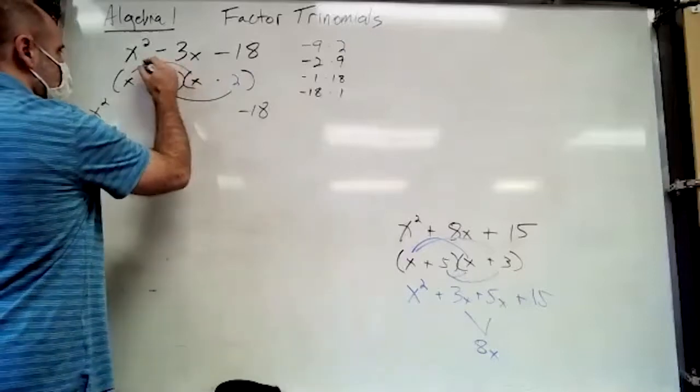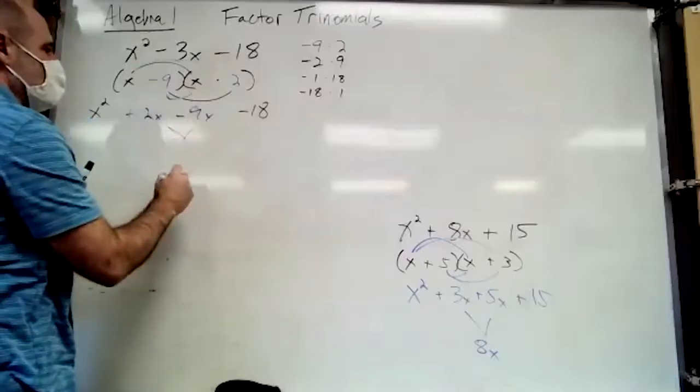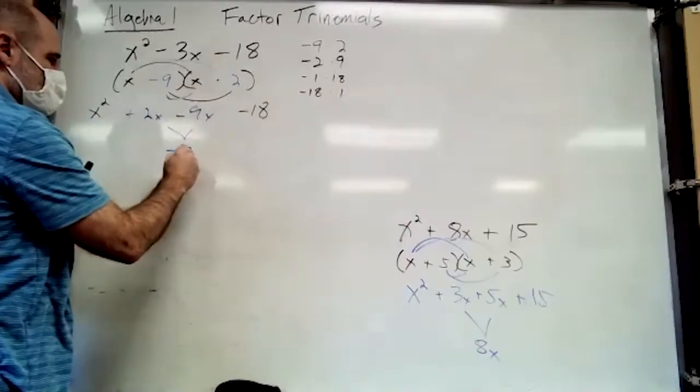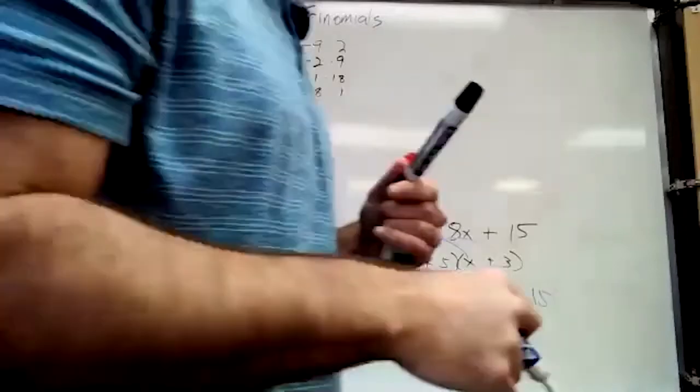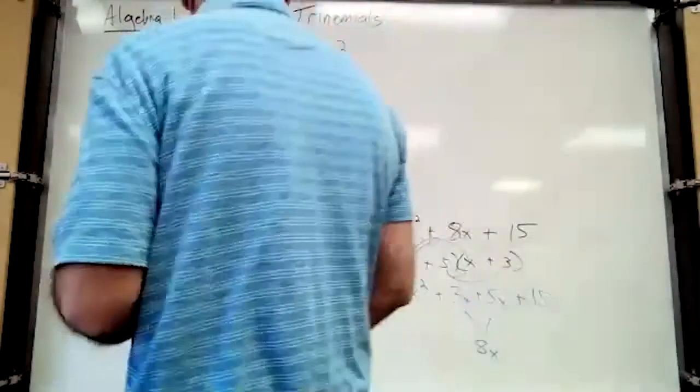Well, you get 2x, and you get negative 9x. Will those combine to negative 3? Not quite, but your brain needs to work it out and see if it works. What other options are there?